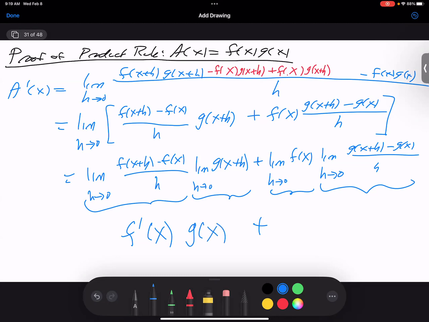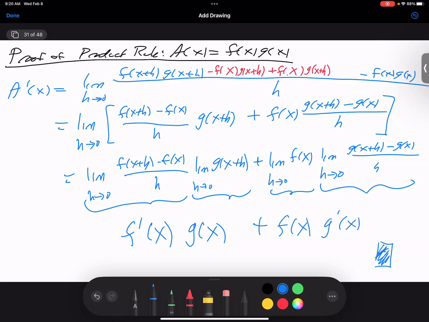And then the next one, well, f of x has no h dependence. No matter what value of h is, I give you f of x. What happens as h goes to 0? I don't really care what h is doing. I'm always getting f of x. And the last piece is just g prime of x.